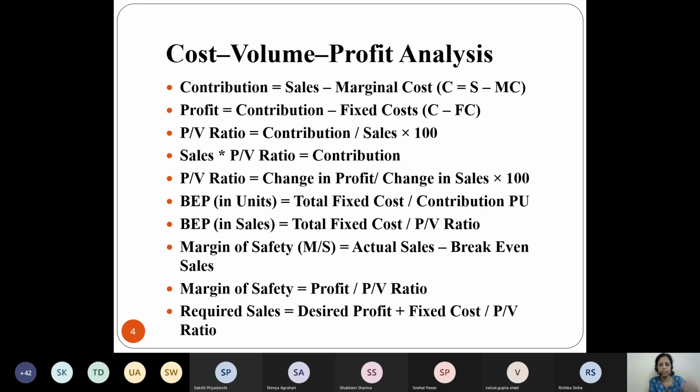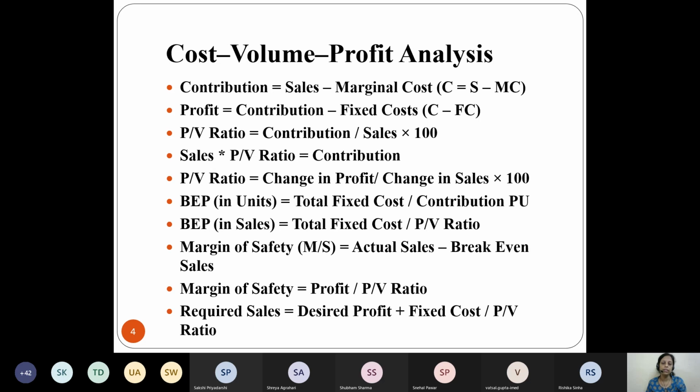Now next, now it is mathematics. So PV ratio is equal to contribution upon sales into 100. Now suppose sales and PV ratio are given, you can calculate contribution. So next formula is sales into PV ratio is equal to contribution. So suppose it comes to 20. So 100 into 20%, 20 is the contribution. Have you followed? Yes, ma'am.